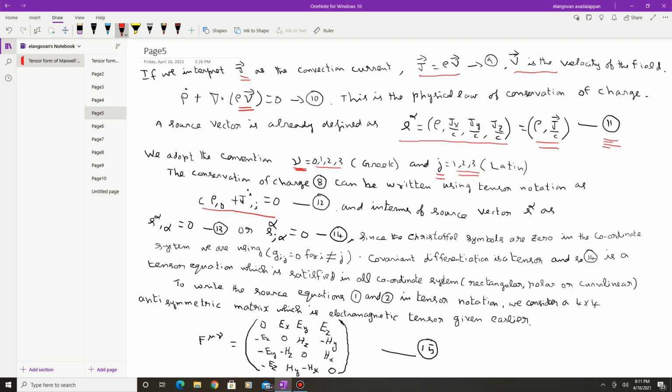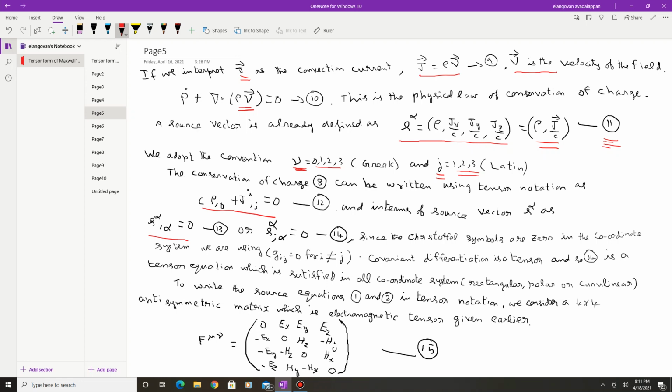So j1 comma 1 means partial derivative of j1 by dx1, where j1 is equal to jx. If you perform the summation i equal to 1, 2, 3, you will get the second term of equation 8, and this is the first term. Therefore this can be simply written like this: S^alpha comma alpha, where this is a superscript and this is a comma alpha, a normal derivative.